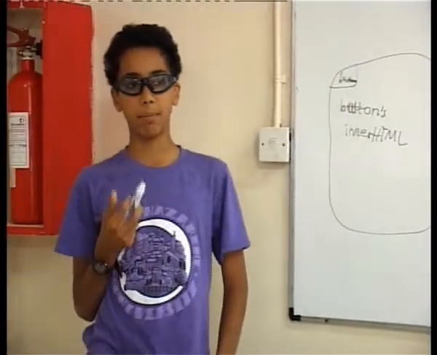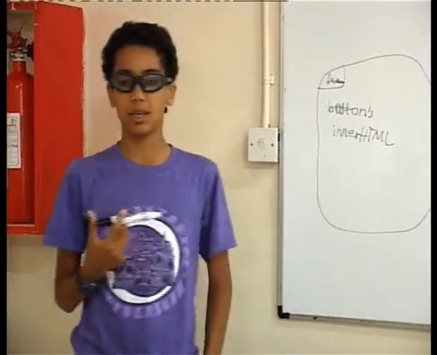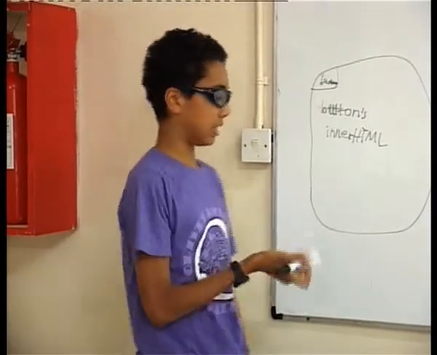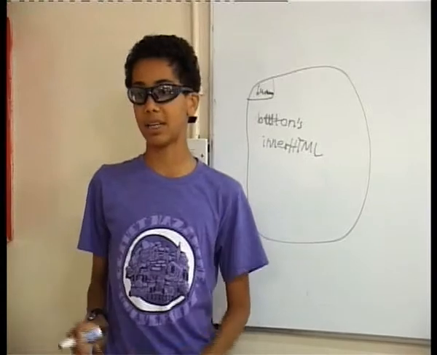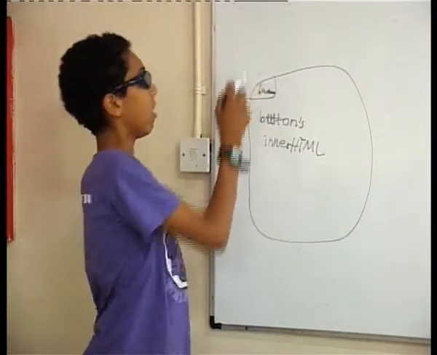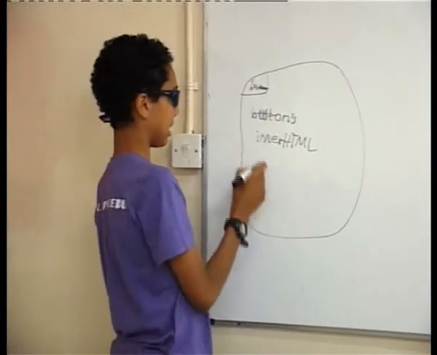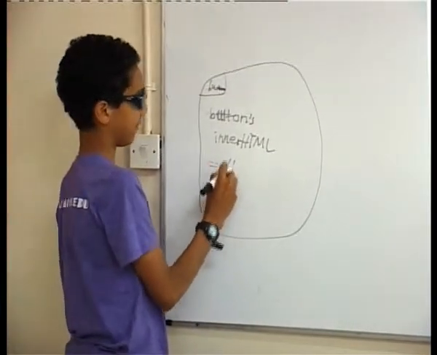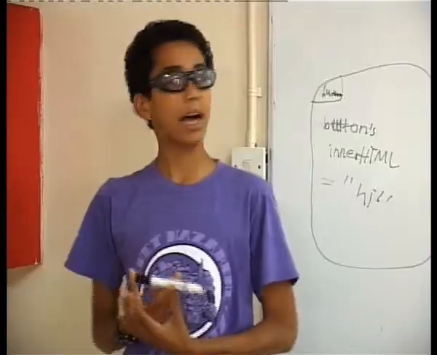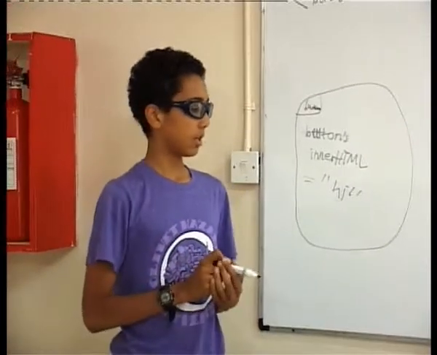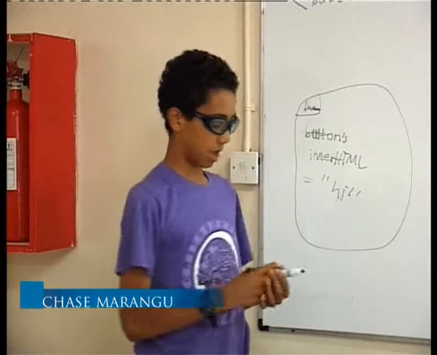HTML, since it's a web page writing language, then it's easy. So you can just type in text as long as it's not something already set like a tag, and it will just appear there. So we could say, or it could be, hi. Attributes are things that are set to the object.